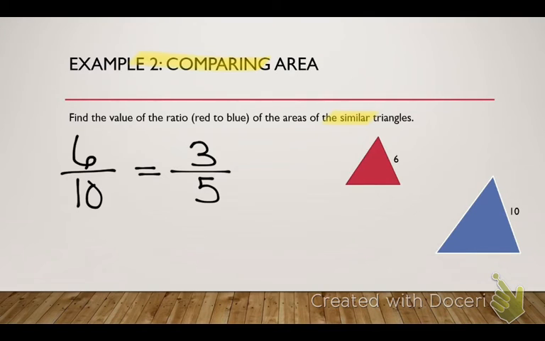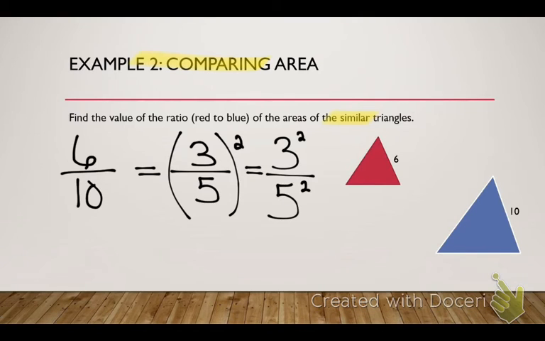This is the perimeter. Does everybody agree? We just did that in example 1. This is perimeter. Except now it's asking me to find area. So what I need to do is I need to square these values. Okay? What does that mean? That means my numerator is being squared and my denominator is being squared.